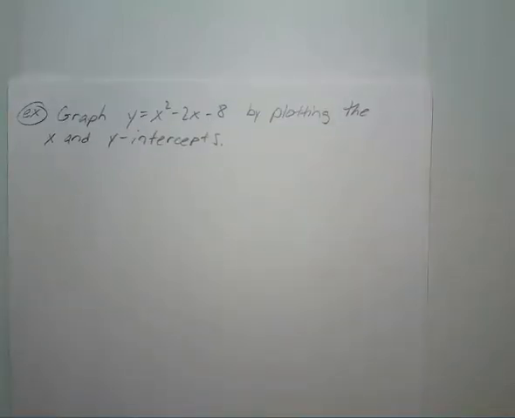Alright, so what if we wanted to graph y equals x squared minus 2x minus 8, and this time we're instructed to plot using the x and y intercepts. And again, you don't have to, you'll get the very same graph either way, but usually if they're telling you to use the x and y intercepts, then they're probably trying to guide you in the easiest direction. So the x and y intercepts, probably the easiest way to go.